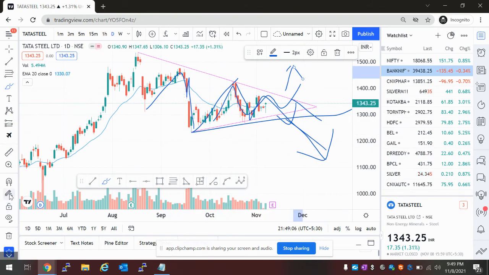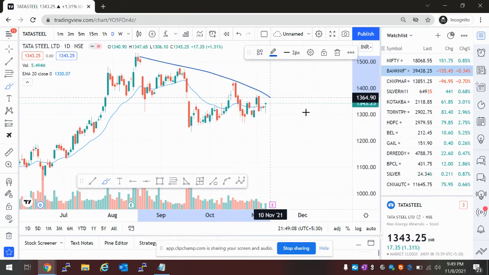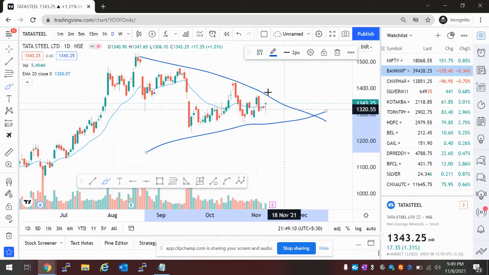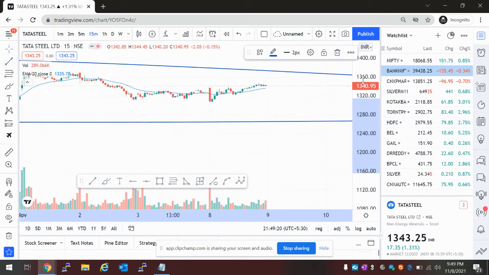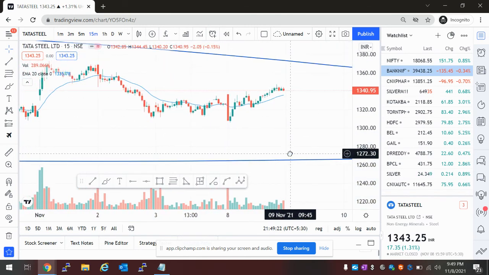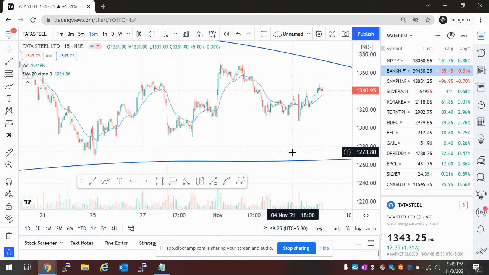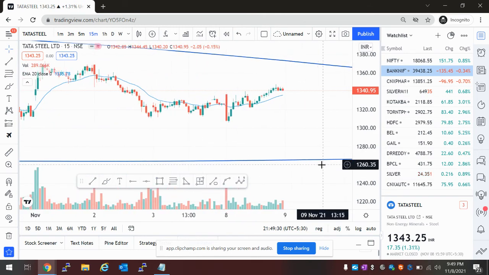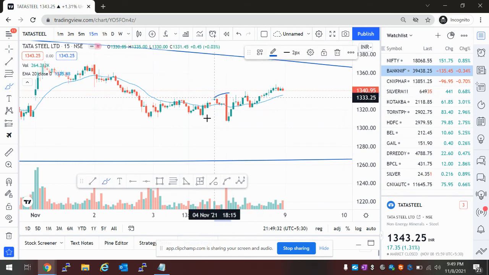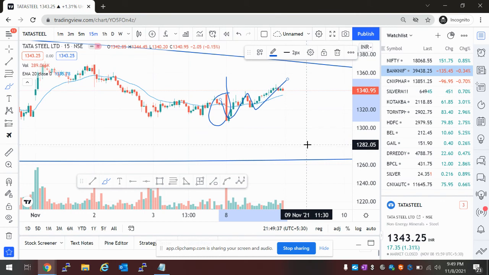We have to wait and see what happens with this trend line in Tata Steel. Let's go to 15 minutes and see what is happening intraday in Tata Steel. Okay, so November 8, we are in the same pattern. Today the market was down everywhere, Nifty, Bank Nifty everywhere, then it came back, then went down. So we have to watch out for tomorrow what levels in Tata Steel.